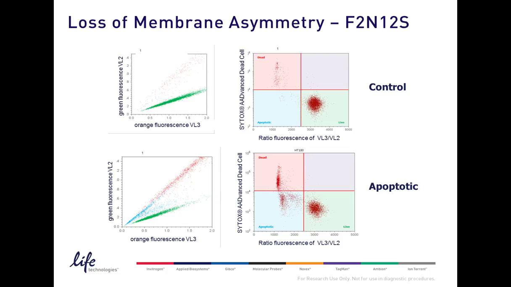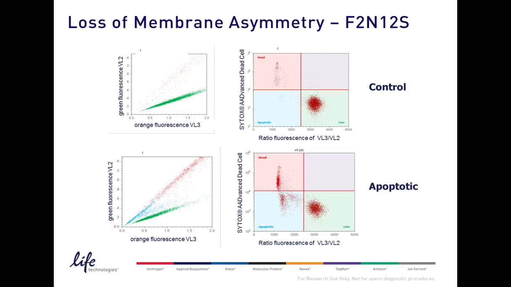Again, if we have a look at what some of the data actually looks like, we've got Jurkat cells that have been treated with camptothecin for 4 hours, and I believe it's 10 micromolar concentration. And here we've got 200 nanomolar of the probe F2N12S. In the top of the graph on the left, you see the orange fluorescence against the green fluorescence. As I say, this is a ratiometric probe. It has two emission bands, one green at 530, and one orange at 582. It's a violet-excited probe, for those flow cytometry aficionados in the audience.